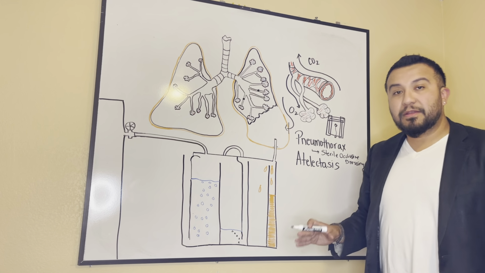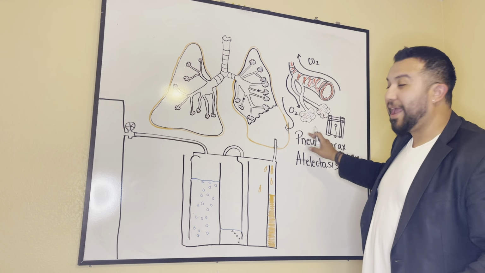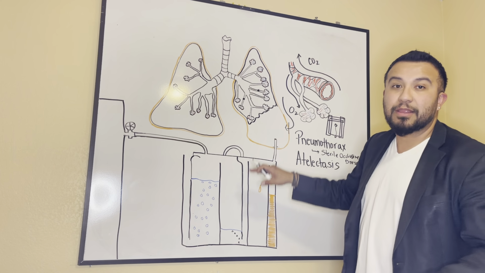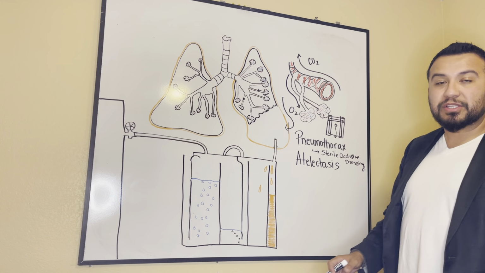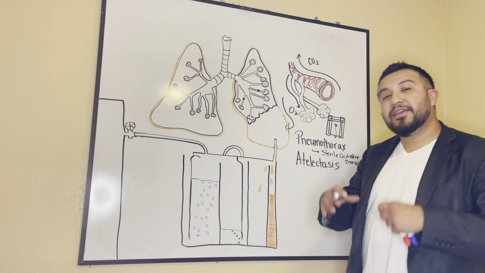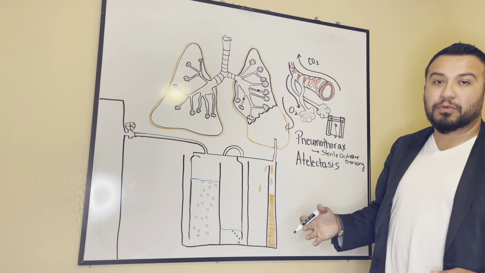So just keep in mind, folks, that anytime there is an opening, whether the patient already had a tube inside, which we'll be discussing in a little bit, and it came out, you put a sterile occlusive dressing to prevent any of the atmospheric air from entering the thoracic cavity and furthermore exacerbating the pneumothorax.